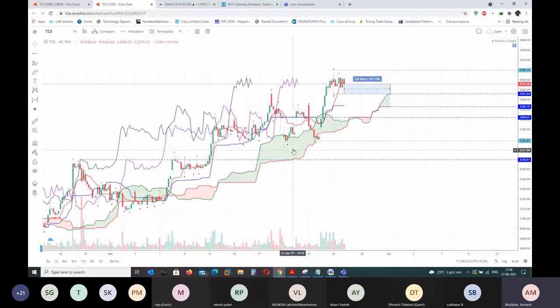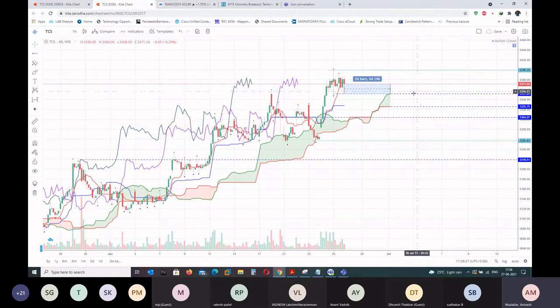Now it doesn't mean that whenever it's above the cloud it has to fire upside, or whenever it's below the cloud it has to fire downside. No, it will not happen every time, but it will keep you out of the bad trades most of the time. So you simply need to see everything in the whole picture. When you open the chart, you simply see where the candle is.